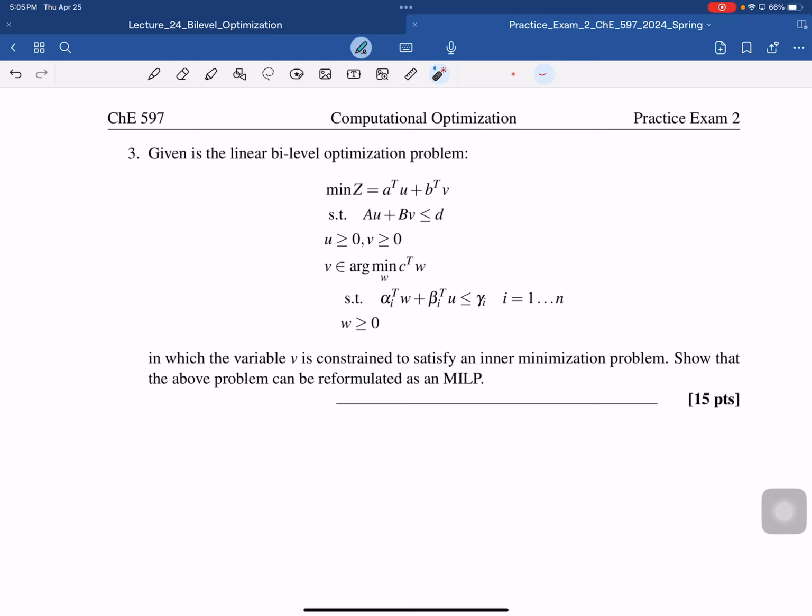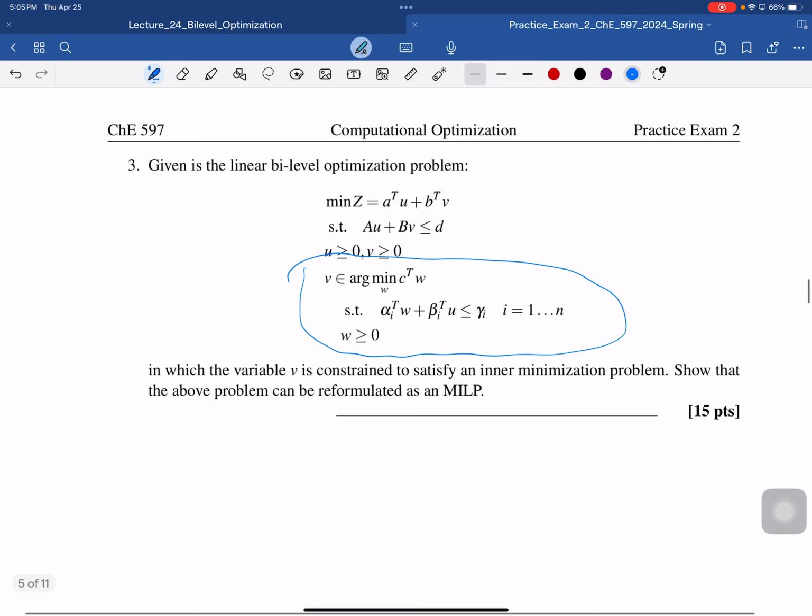So the way to do that is you write out the optimality condition of the lower level problem. This is an LP, so we can write out the optimality conditions or just refer to the lecture we had in bilevel optimization. There are two optimality conditions you can use. We don't prefer one to another. Either you write out the KKT condition or the strong duality.